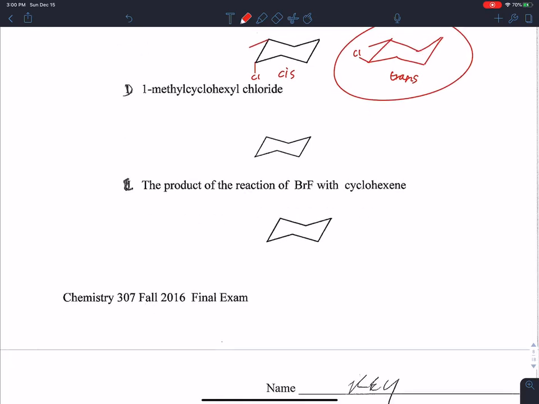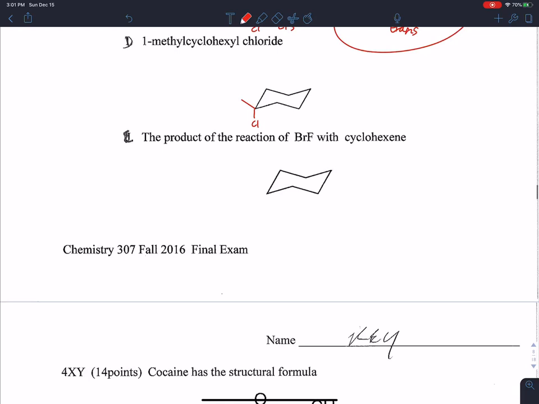Next one, this one is 1-methyl cyclohexyl chloride. Since they're both on 1, there is no cis and trans here, so we can just make the most stable version of it. Well, the methyl would have to go equatorial, and then the chloride would go axial. That's literally my only option here. So if I want to make the most stable, at least.